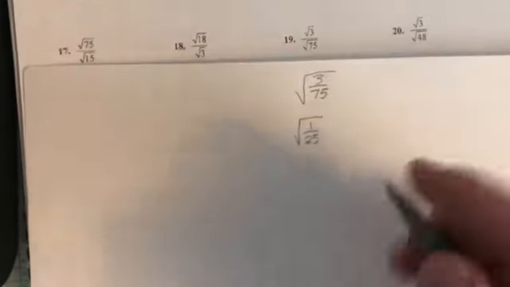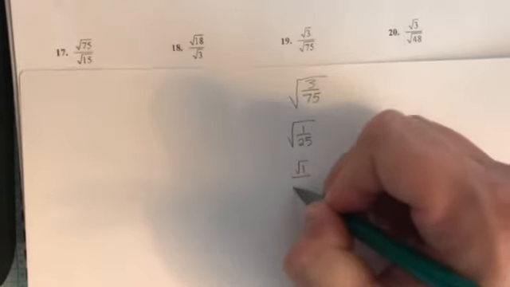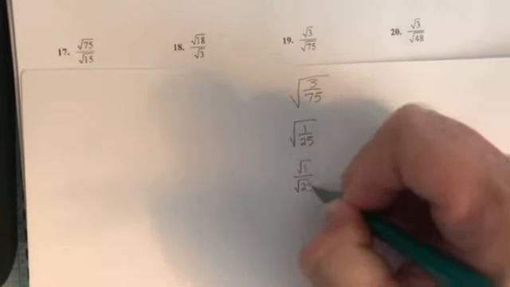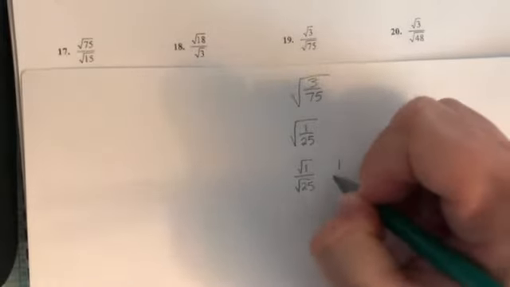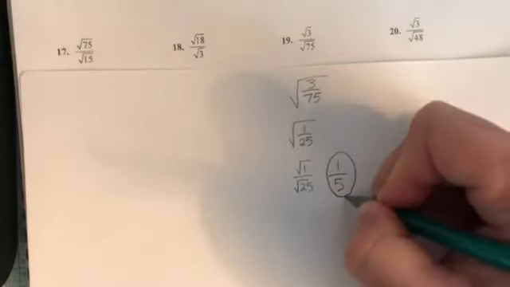You've got to use your quotient rule again and rewrite it as the square root of 1 over the square root of 25. The square root of 1 is 1. The square root of 25 is 5. Your final answer here is 1/5.